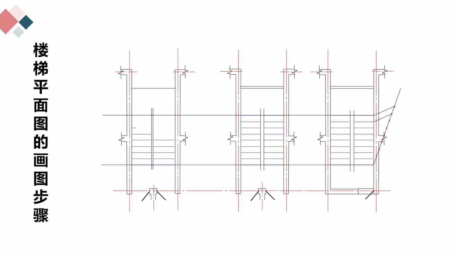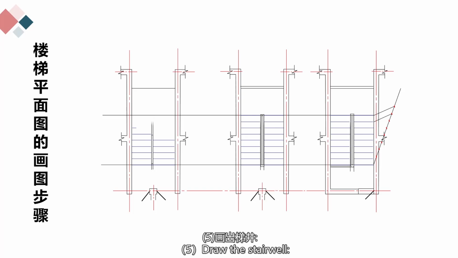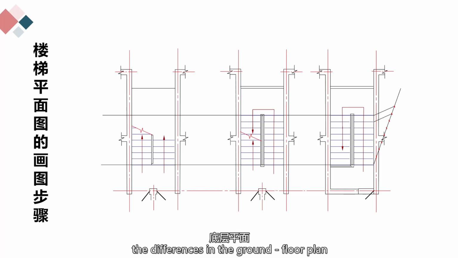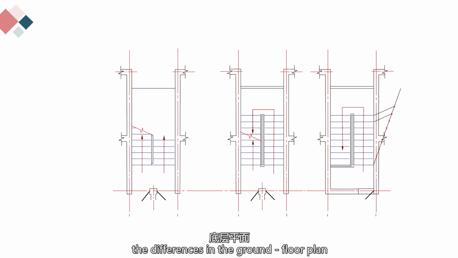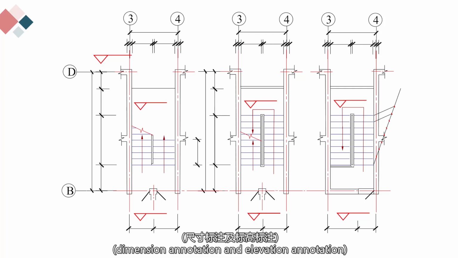Draw the treads. Note that the number of treads is n-1, where n is the number of steps of the stairwell case. Draw the up and down arrow lines. 5th. Draw the stairwell. Pay attention to the differences in the ground floor plan, the standard floor plan, and the top floor plan.